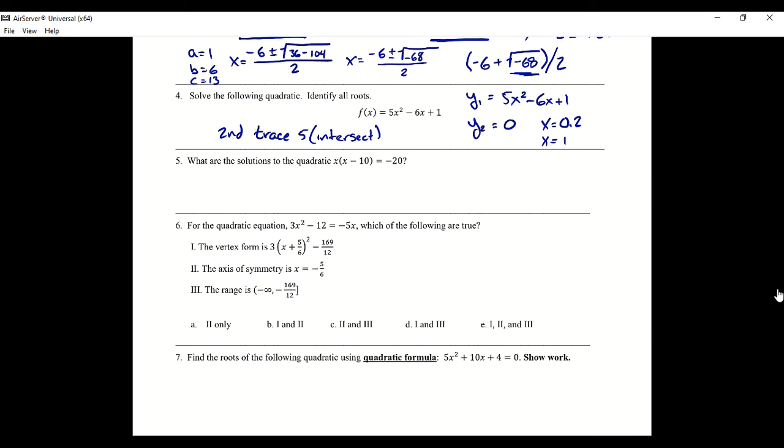All right, number 5. Solutions to the quadratic x times x minus 10 equals -20. We could do this graphically. We could do this on the calculator, we could distribute this x to create a quadratic expression in standard form and use quadratic formula, but we have an already factored quadratic equation. There's no reason to do any of that. What we have to do using our zero product property is find the two values that make the equation equal to 0.